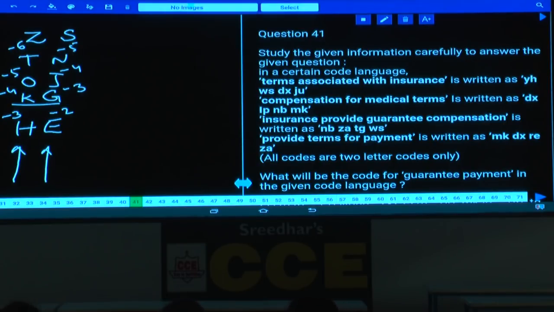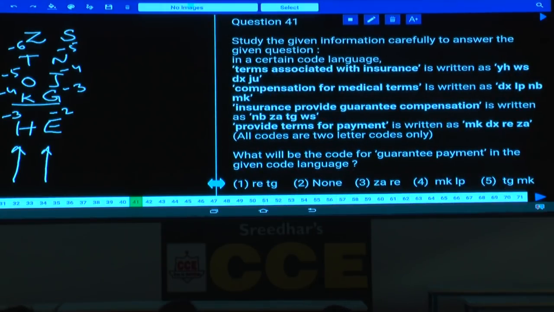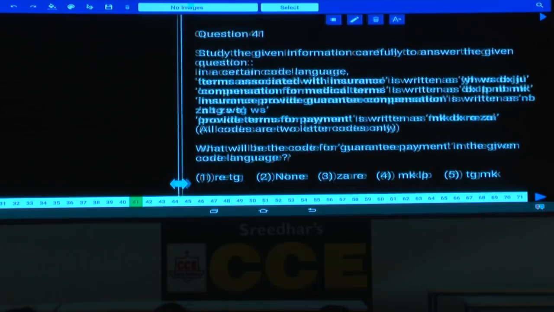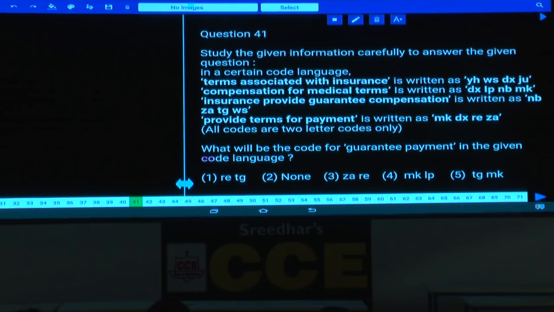Then question numbers 41 onwards, 41 to 45, these 5 questions are based on coding and decoding. Now tell me in this coding and decoding: terms associated with insurance, compensation for medical terms. What is the word which is common between these two? Terms is the word which is common. What is the code which is common here? Dx. The code to the word terms is dx. Now in the last one, fourth statement, there is terms and dx. Hence, we should cancel them.